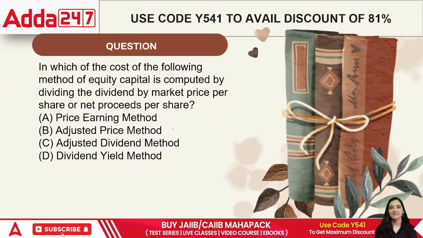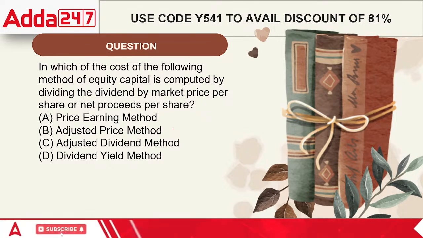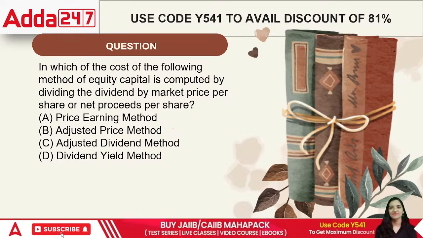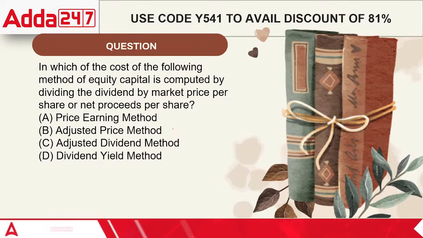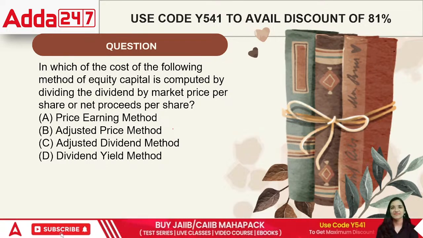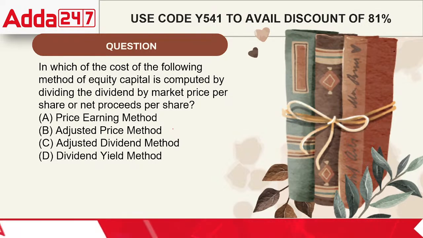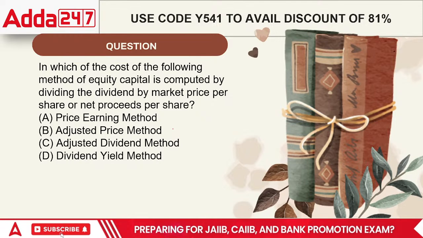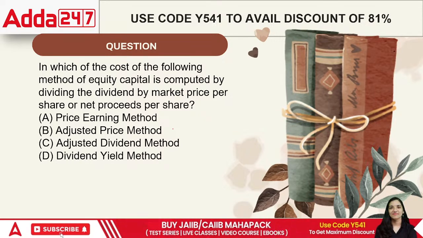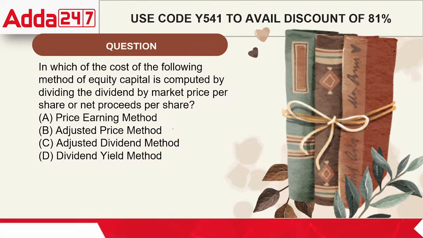Next point: in which of the following methods is the cost of equity capital computed by dividing the dividend by market price per share or net proceeds per share? Price earning ratio, adjusted PE ratio, adjusted dividend method, or dividend yield method. Just look at the question.